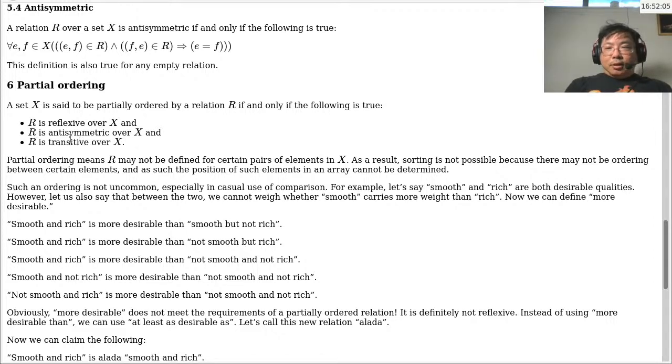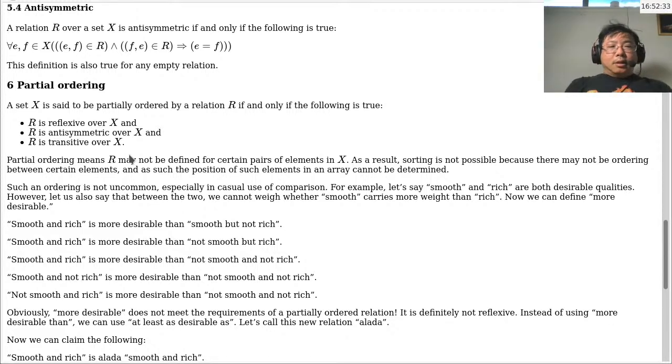At least up to this point, are there any questions about what qualifies as partial ordering? When can we say a relation is a partial ordering over a set? Are there any questions about that? No questions? Okay. So let's take a look.